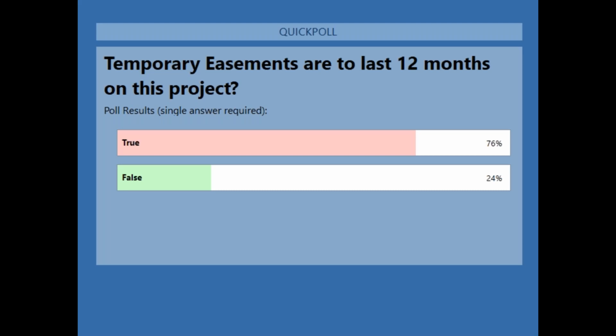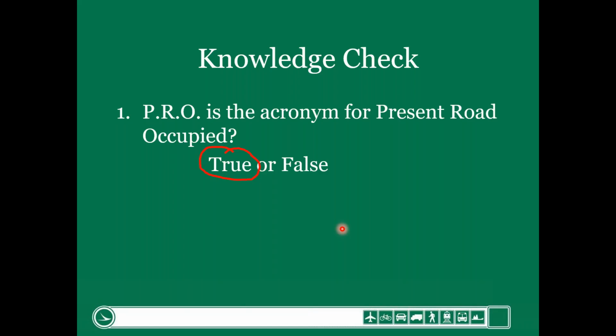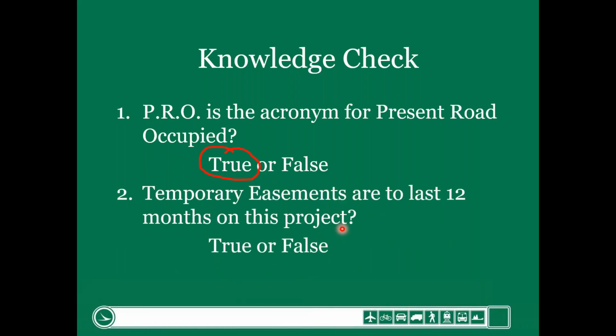All right. 76% chose true, 24% chose false. I'll hide the results and you can let them know what the answer was. Right. So temporary easement, 12 months. Answer is true. At the bottom, that one little note I said, all temporary easements acquired for 12 months on this project. So, all righty.